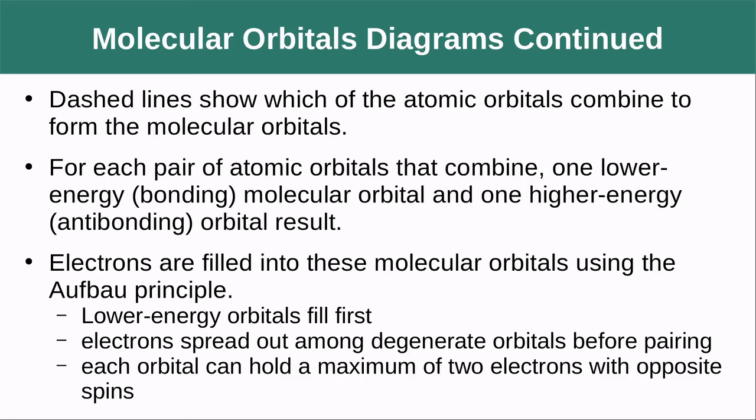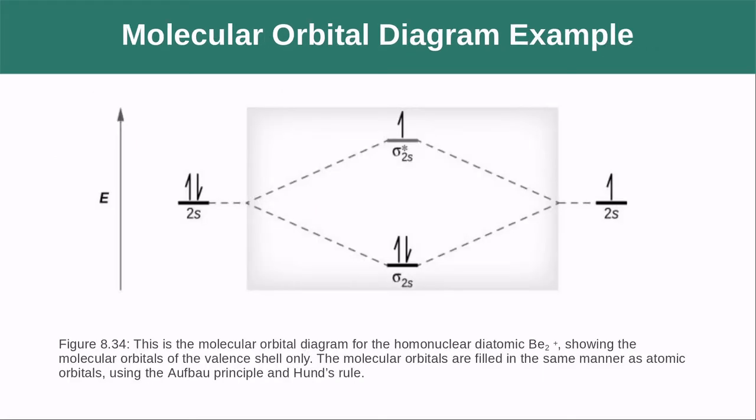For each pair of atomic orbitals that combine, one lower energy bonding molecular orbital and one higher energy antibonding molecular orbital result. Electrons are filled into these molecular orbitals using the Aufbau principle. So we're going to fill lower energy orbitals first, where electrons are going to spread out among degenerate orbitals. So those are orbitals that have the same energy before we pair them off. And each orbital is going to hold a maximum of 2 electrons with opposite spins.